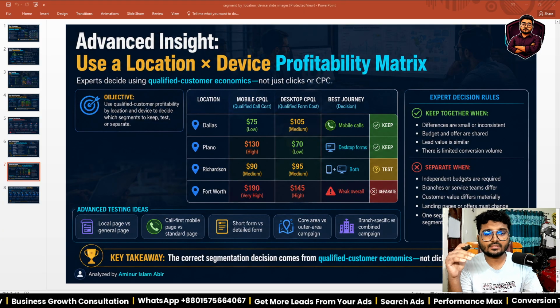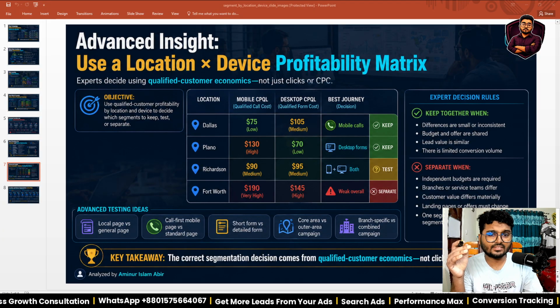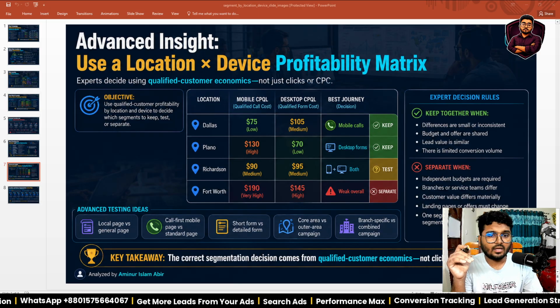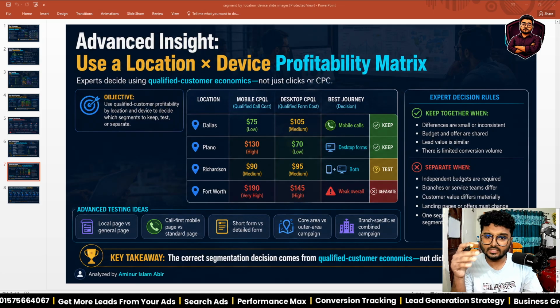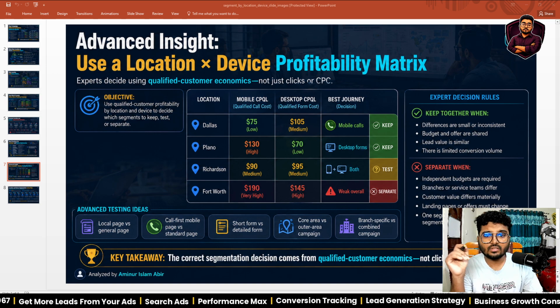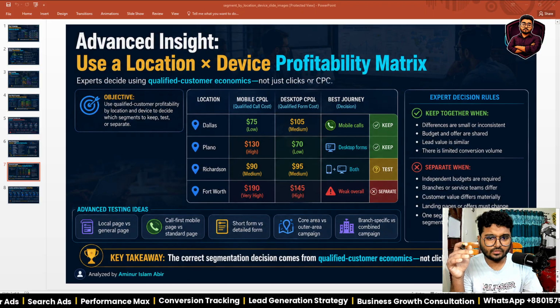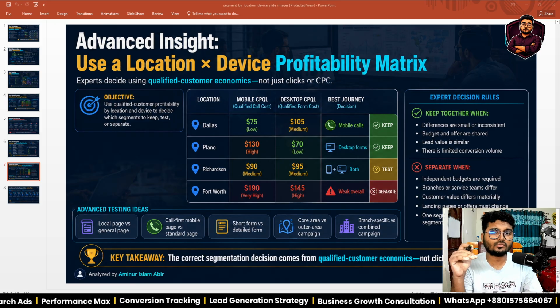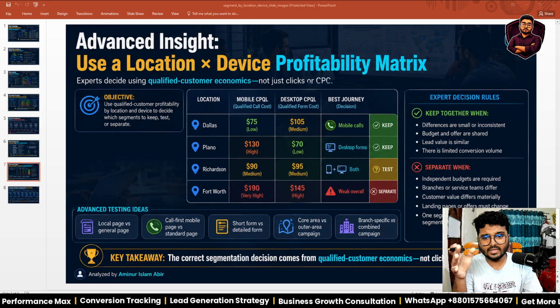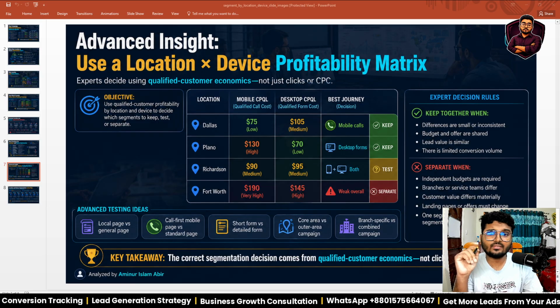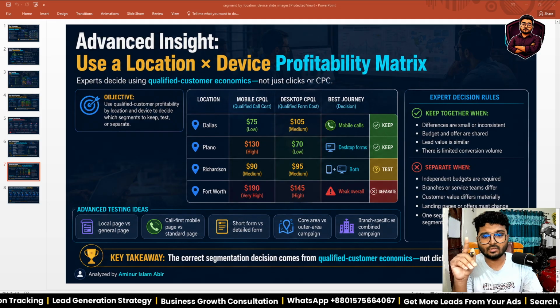For example, Dallas Mobile may have a cost per qualified lead of $75. Dallas Desktop may be $105. Mobile is a stronger journey in Dallas. Plano Mobile may cost $130 per qualified lead, while Plano Desktop costs $70. Desktop forms may be a stronger journey in Plano. Richardson may perform similarly across both devices, and Fort Worth may be weak on both mobile and desktop. This shows that mobile itself is not necessarily the problem. The weak result may come from one device inside one specific location.